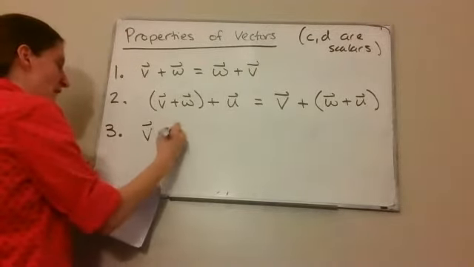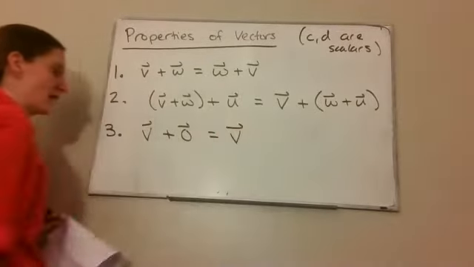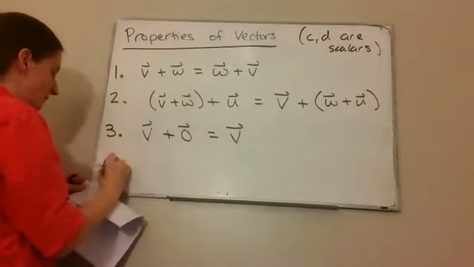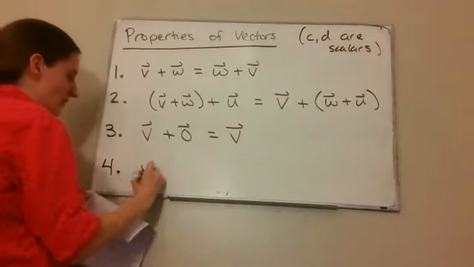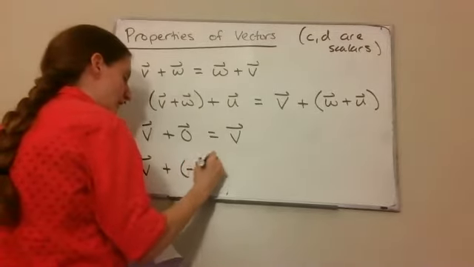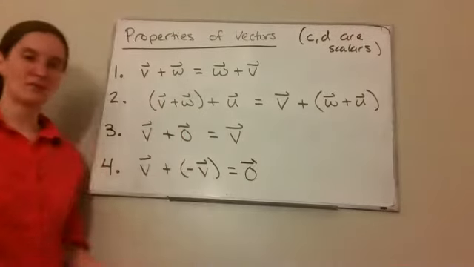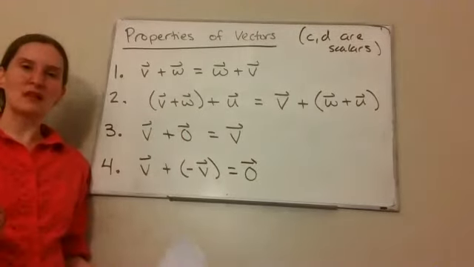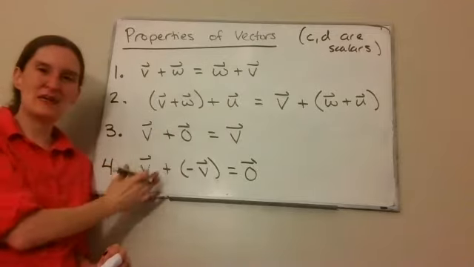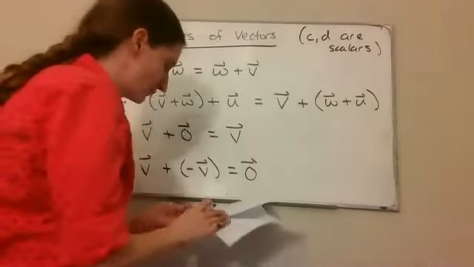Property 3, vector V plus the 0 vector is the same thing as just vector V, like you would expect. Property 4, vector V plus negative 1 times vector V is equal to the 0 vector. So you can think of this as we have an additive identity and we have additive inverses for our vectors.